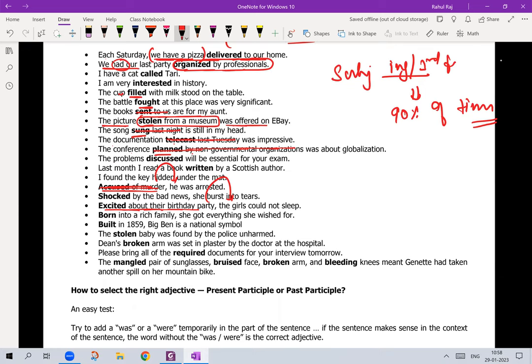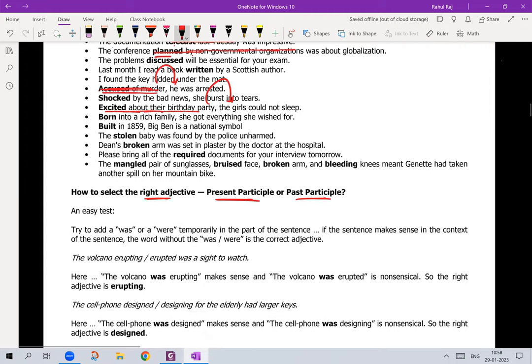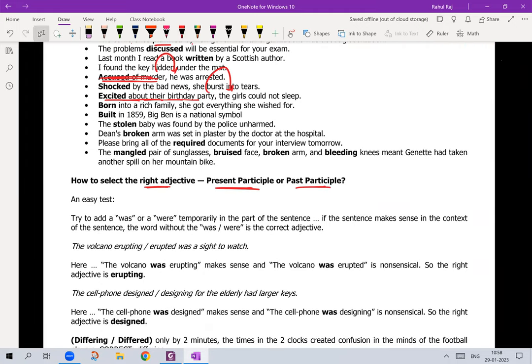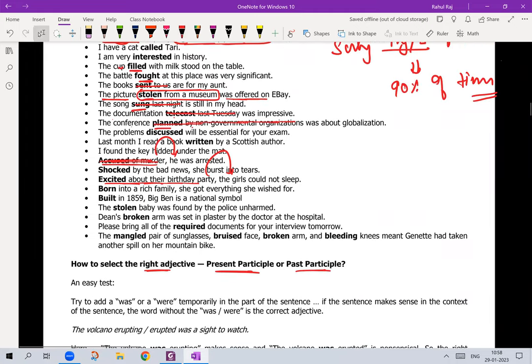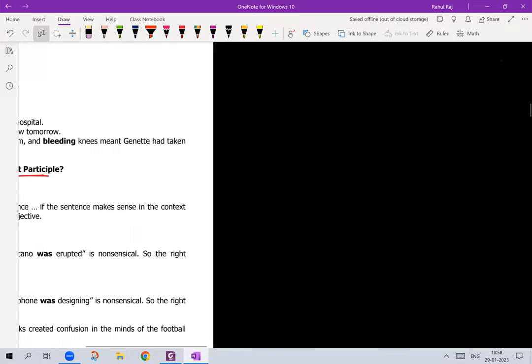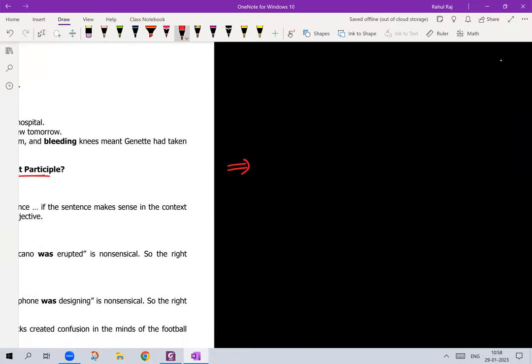Now the question comes, how do you select the right adjective? This is a place where your intention and non-intention comes into picture. So the first thing I've told you: when you are trying to solve a question and both the ing form and the ed form of an adjective are given to you in the options, your job is to understand where you select the ing form and where you select the ed form. This is the place where intention and non-intention come into picture.